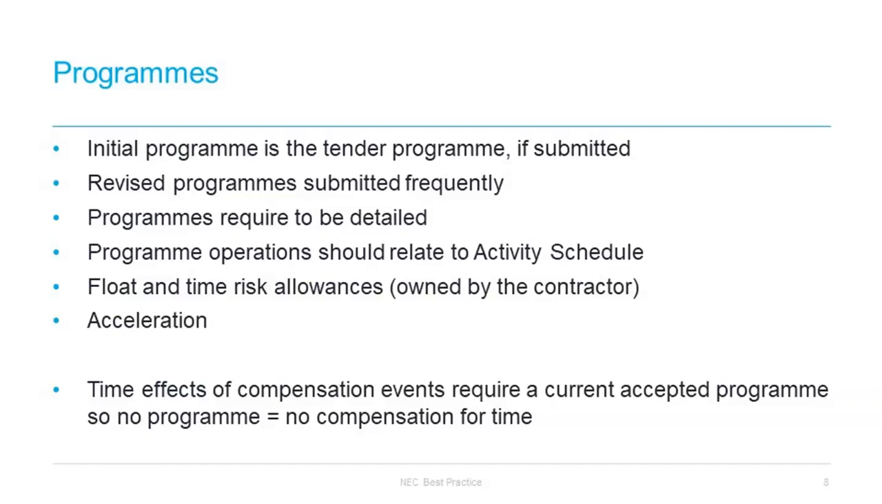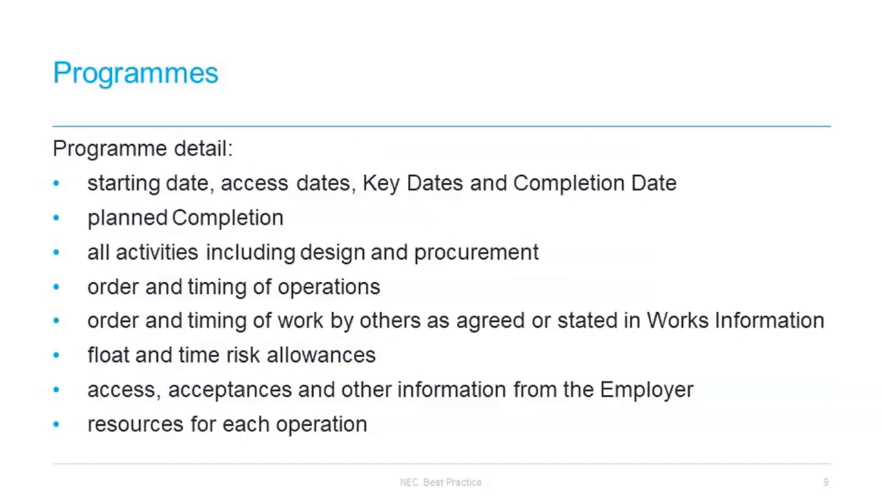This programme and all subsequent programmes need to be quite sophisticated, as clause 31.2 sets out a specific and detailed list of the items that have to be included in it. These include the start date, access dates and planned completion, the order and timing of the operations of the contractor and employer, details of the resources and equipment to be used for each operation, dates by which the contractor will require access or specific information, for example design information, and provisions for float and time risk allowances.